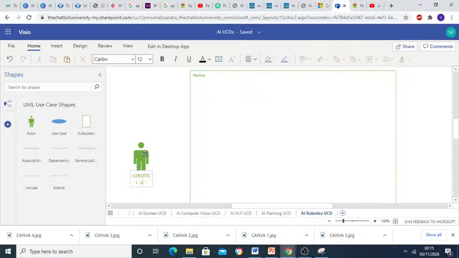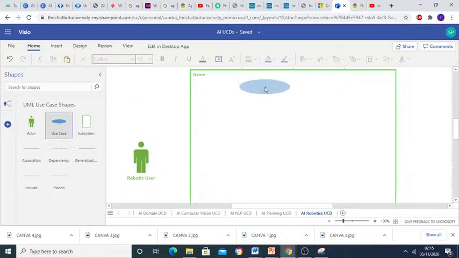This is the person that triggers the task to be done. And so this person wants to, as a goal of the use case, carry out a task. Yeah?